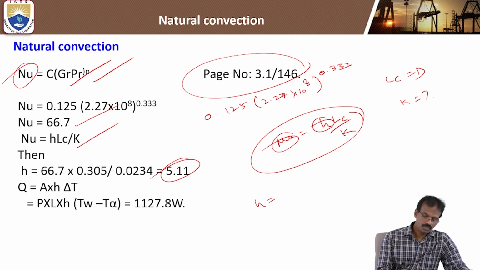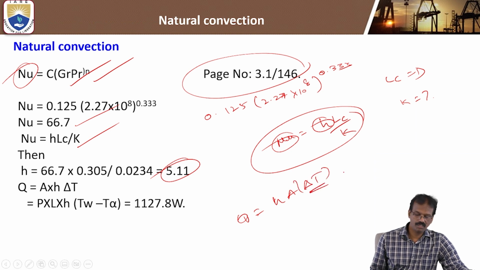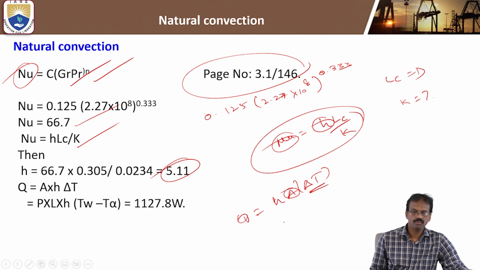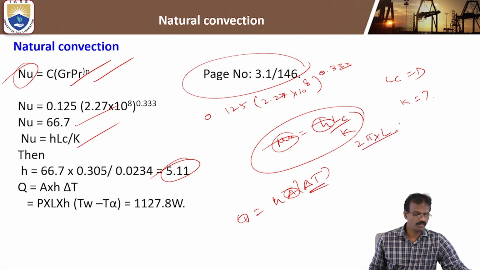Okay. So if you know the h, then you can find out the Q value. So Q is equal to h A into delta T. Delta T is the temperature difference, Ts minus Tf, and A is the area. Okay. So 2 pi r L, or perimeter into length. Otherwise pi D into length. Length is equal to 1, you can take.